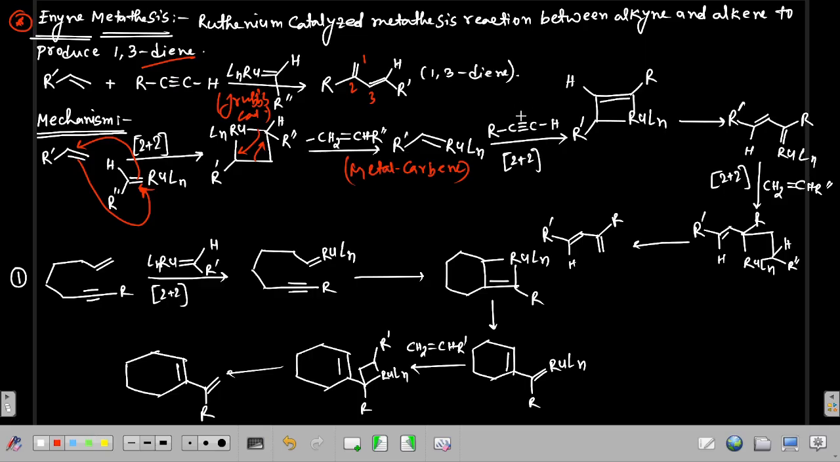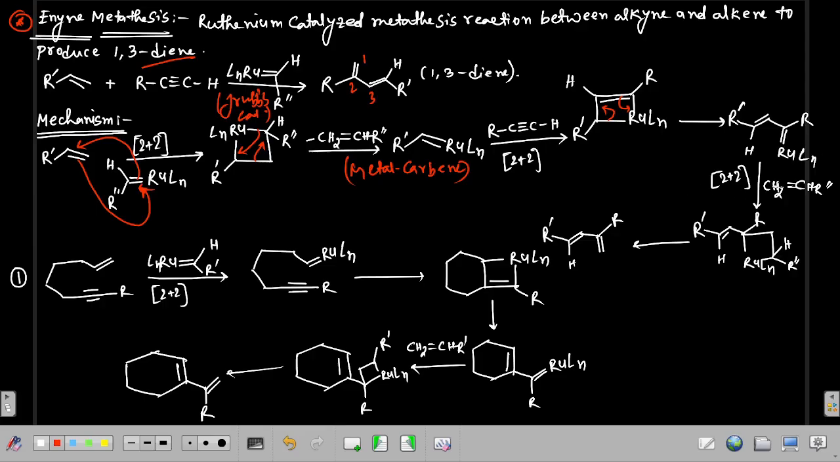Now in the presence of alkyne, it will again undergo 2+2 cyclization to form this cyclobutene type of intermediate. Now again it will undergo this ring opening reaction. So it will break this bond, and it will break this bond. So it will form R' C double bond C ruthenium.